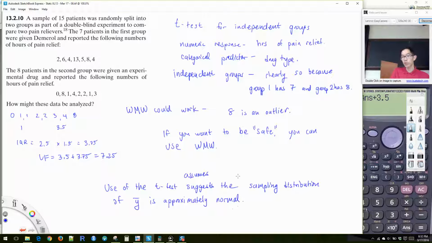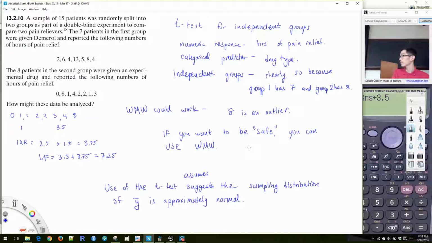If this assumption is wrong, then the t-test for independent groups could mislead you. And so it might be, quote, safer to use a less powerful test like the Wilcoxon Mann-Whitney, because using the t-test could lead to a false alarm where you think there is actually a difference between the experimental drug and Demerol, when in reality there isn't.